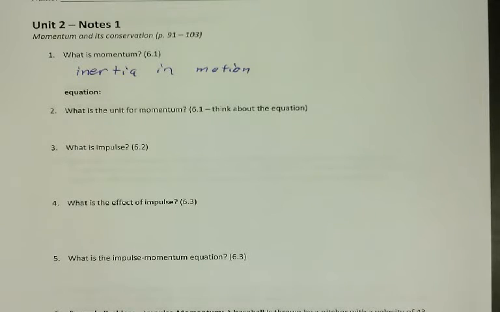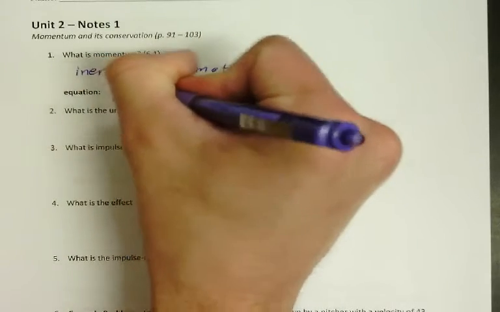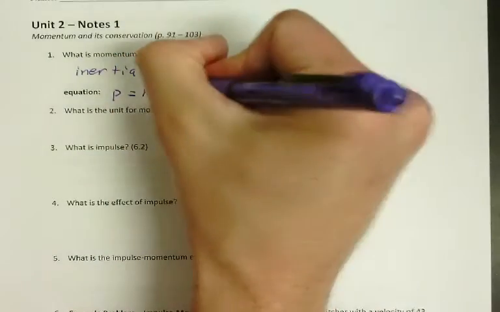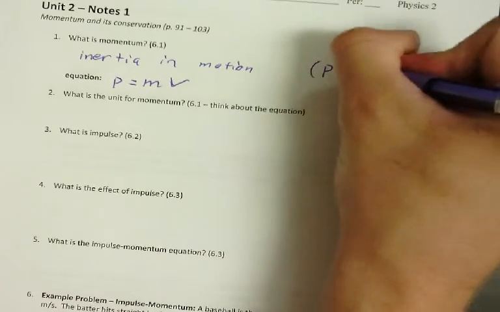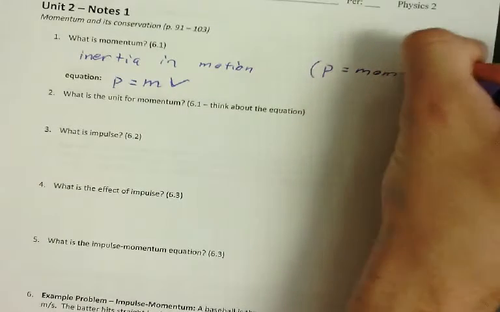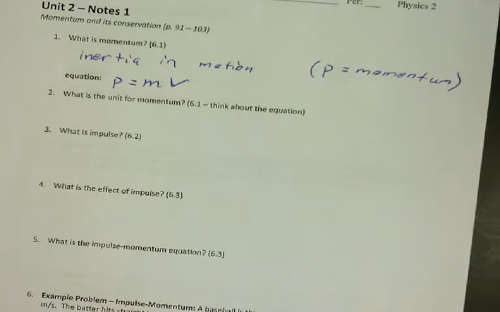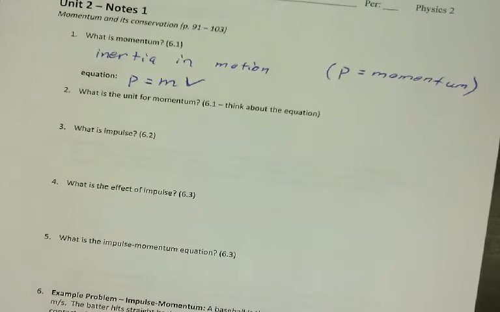So inertia in motion. The other thing you could say would be momentum equals mass times velocity, because that is literally the definition. And just as a reminder, p means momentum. Not to be confused with capital P, which means pressure, and not further to be confused with the Greek letter rho, which looks like p, but it actually means density. So super easy not to get confused on this one.